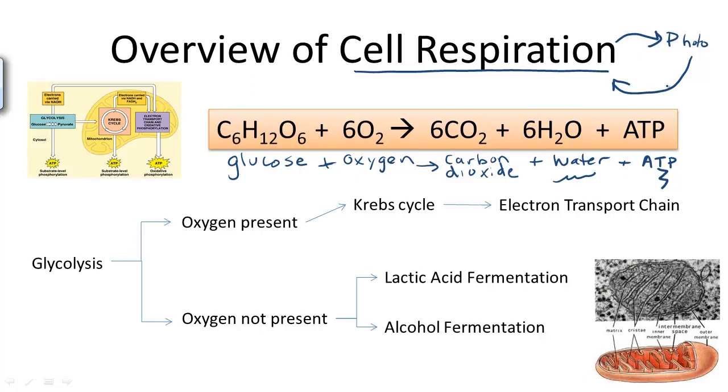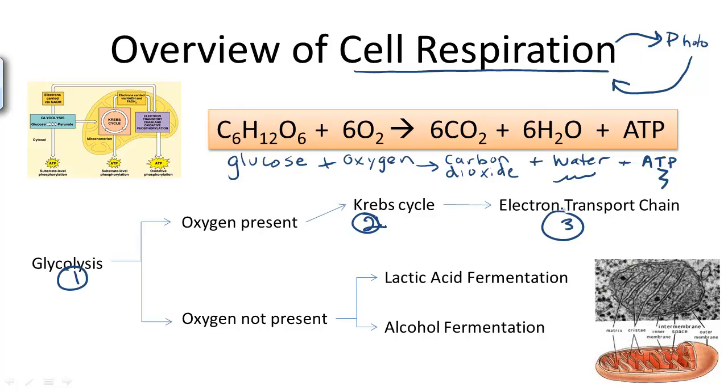So what exactly happens during cellular respiration? Well, in eukaryotic cells, if oxygen is present, it is known as an aerobic process. And if oxygen is available, cellular respiration takes place in 3 steps. 1, glycolysis, 2, the Krebs cycle, and 3, the electron transport chain.